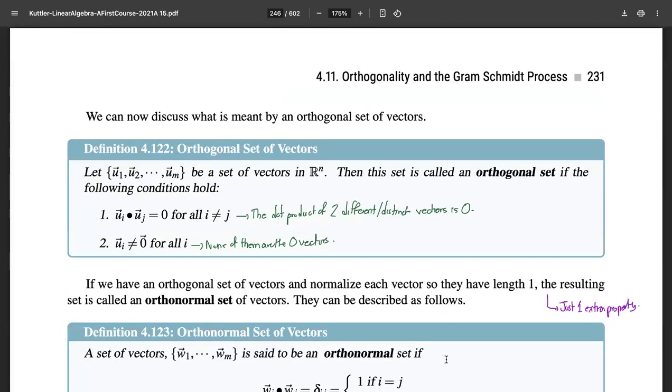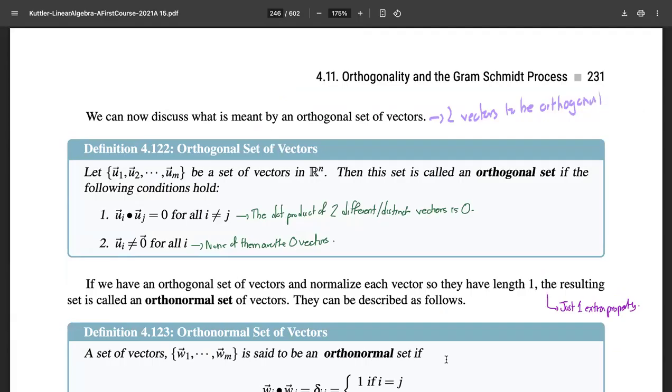Now we can discuss what is meant by an orthogonal set of vectors. We discussed what it means for two vectors to be orthogonal. Now we are going to describe what it means for a set of vectors to be orthogonal, but the idea is similar.